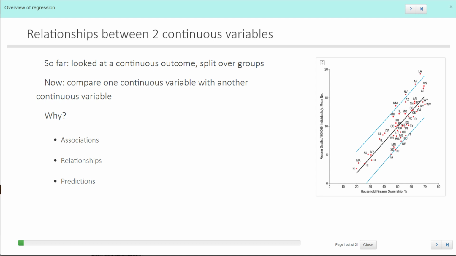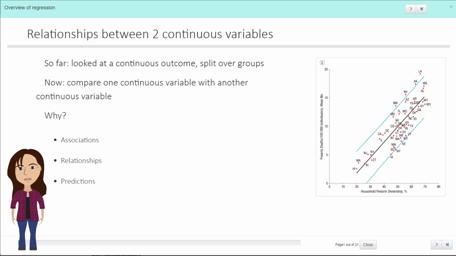So far we've looked at, if we have one continuous outcome, how we can compare this between groups. First we looked at two groups and then we looked at more than two groups. Now we're going to look at how we can compare one continuous variable with another. We would do this to look for associations, relationships, and in some cases make predictions.